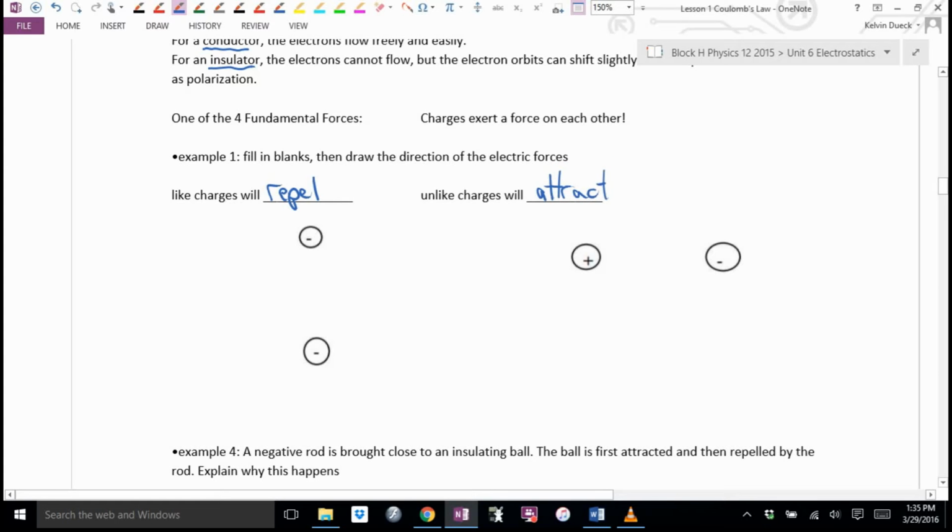Vikas, that's going to be your cue for this whole unit. Like charges, unlike charges. There is so much information in that sentence, you can almost derive the entire universe with a bit of cleverness from that right there. So here is a picture of 2 like charges. What will they do to each other? There'll be a force this way and a force that way.